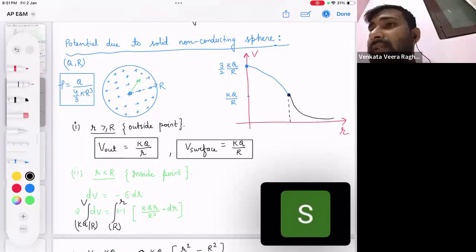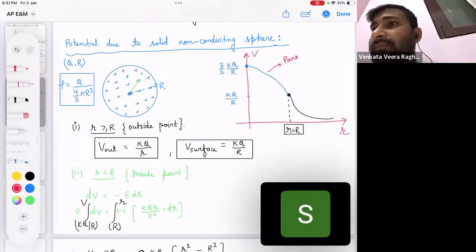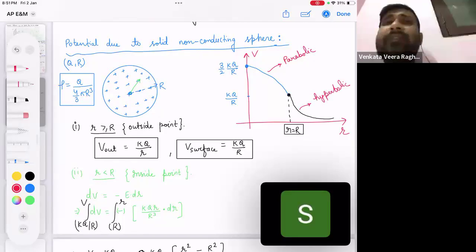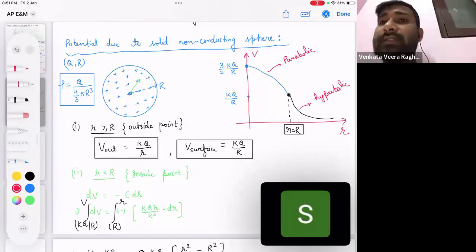Understood? This is the distance when I reach the surface. So here, the graph for an inside point is parabolic, and the graph for an outside point is hyperbolic. Parabolic means quadratic kind of. A quadratic equation is a parabola equation, and hyperbolic means inversely proportional to distance or inversely proportional to distance squared. These cases are called the hyperbolic one. Is that clear?